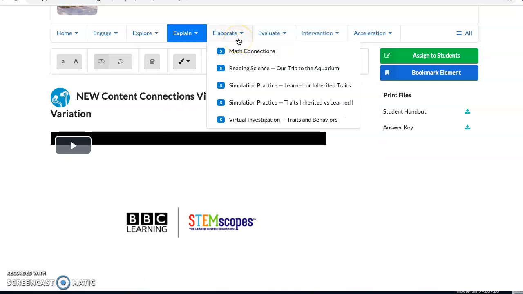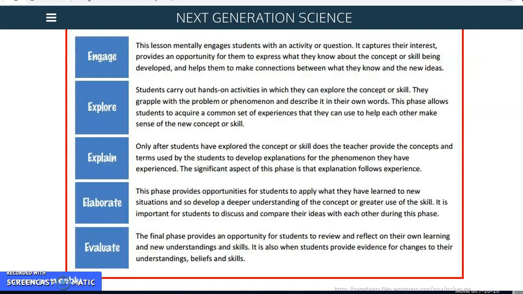So next is Elaborate, and I want to draw us back to our 5 E's. This is opportunities for students to apply what they have learned to a new situation, so that they're getting deeper into their understanding of that concept or skill. And there typically is opportunity in here for students to talk with one another, with a partner or a group, to really ingrain what they have learned so that they can apply it not just to the same situation that they had during the Explore activity, but to a new one as well.